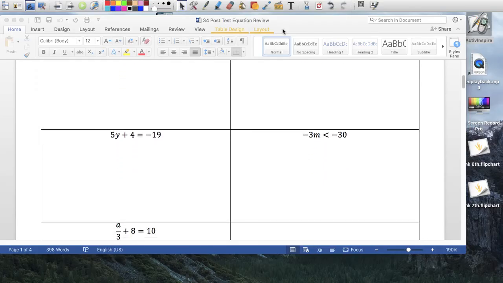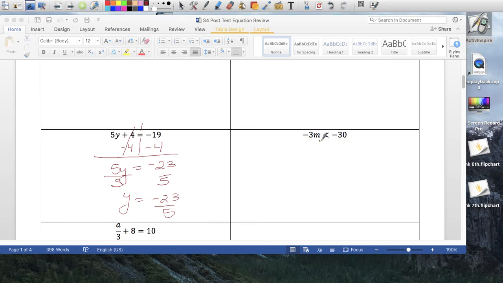Next one. Minus 4, make a line, right? Minus 4, minus 4. You get 5y equals, this crosses, negative 23. And divide by 5, divide by 5. Y equals negative 23 over 5. So we're going to leave it as a fraction. Okay, I'm messed up on the numbers.